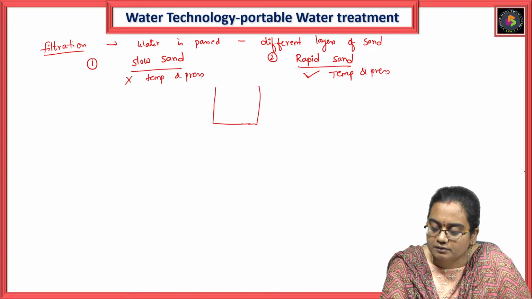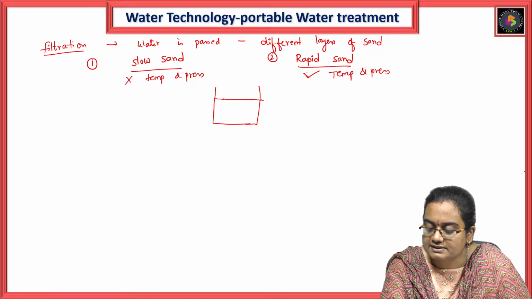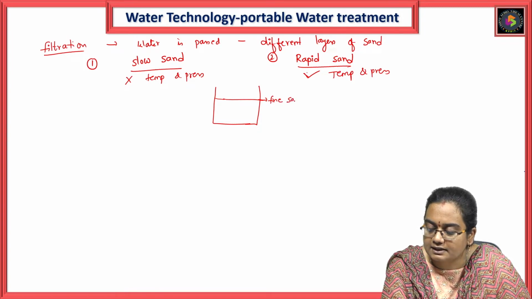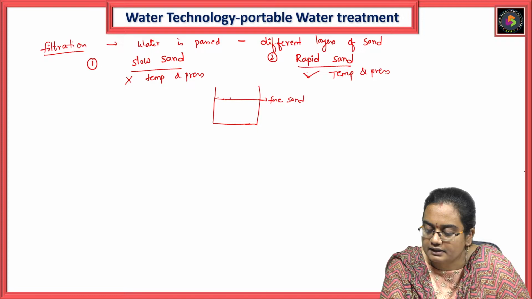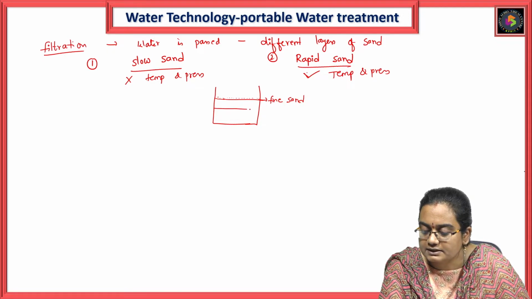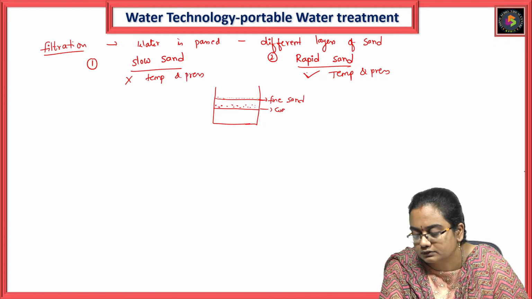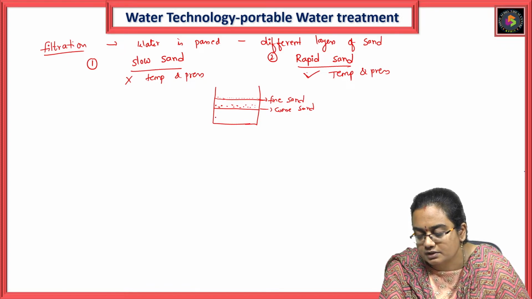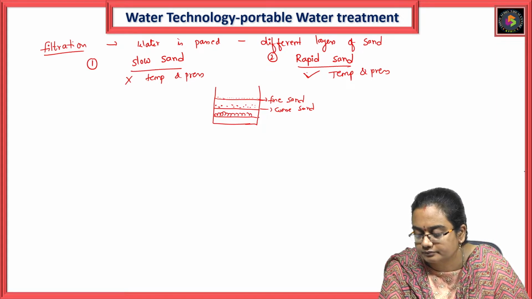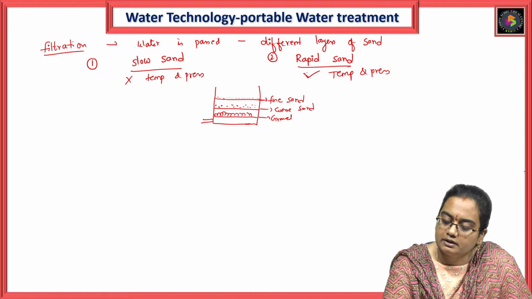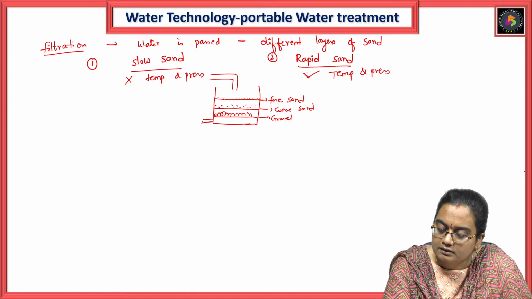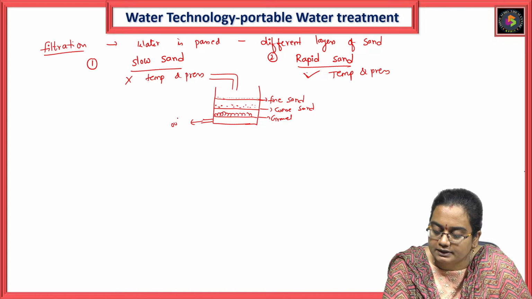And coming to the layers, what does it consist of? The first layer is a fine sand layer, with very small particles. In the second step, coarse sand, a little bit bigger. And the last one is your gravel layer, that means very big stones. And finally you are going to get your water. Here, water is sent from this inlet, and after purification the water comes out through this outlet.